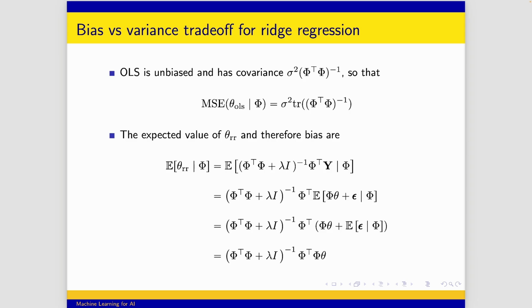So you can see here already that this is not theta. If lambda is not 0, this is not going to be equal to theta. If lambda is 0, we get this to the minus 1, which will cancel this, and it becomes theta.